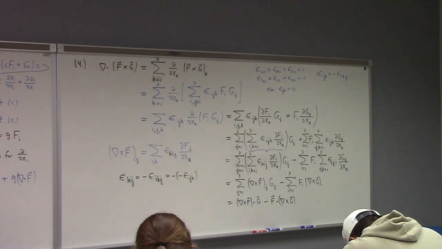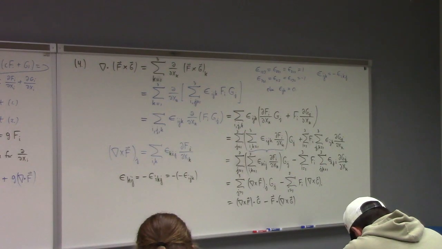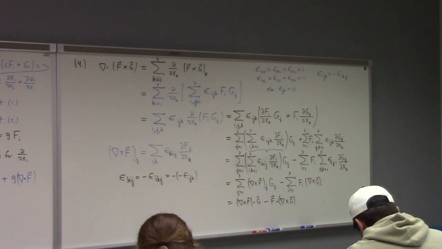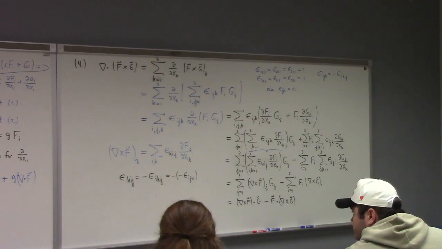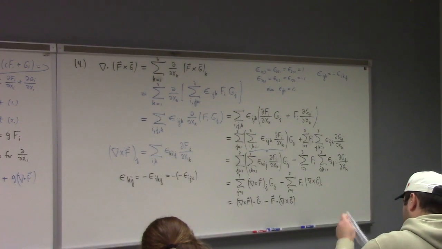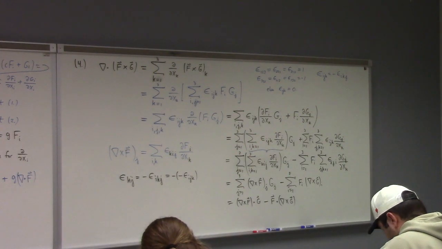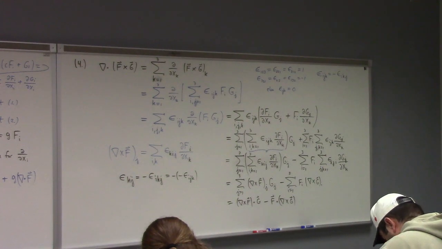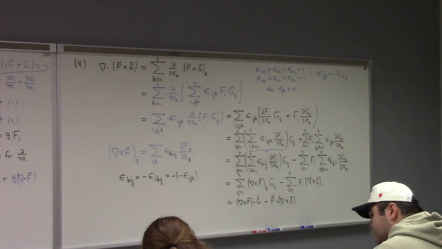Whew. Golly, that took me a minute. So we've got the curl of f dotted with g minus f dot the curl of g. Any questions?